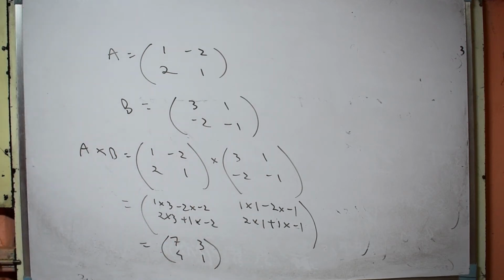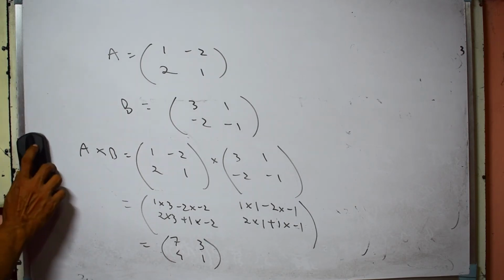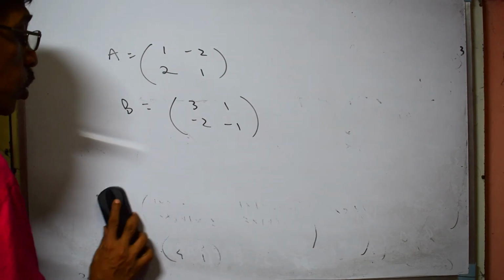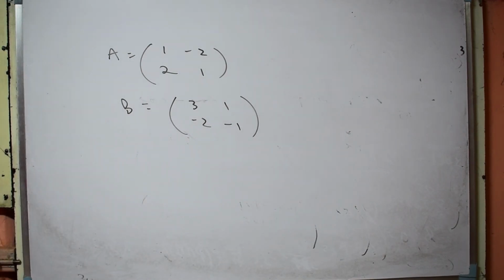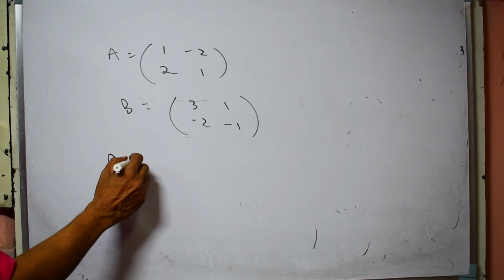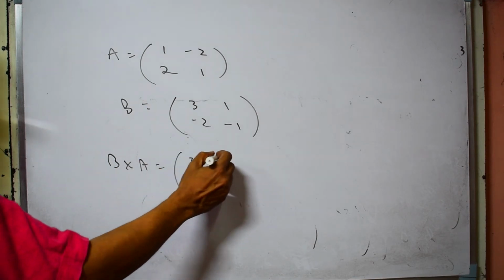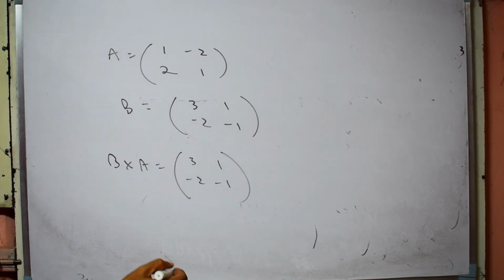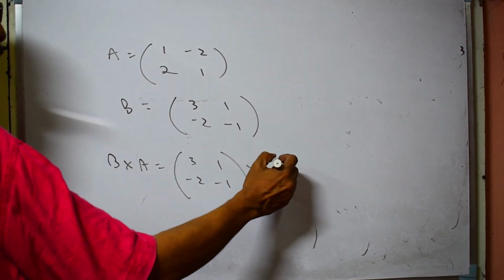So A into B is [7, 3, 4, 1]. Now let us take the other way. What will be the result for B into A? This is A into B. B into A will be this one. B into A. B first, we'll write B first, then A. We'll show that it will not be the same answer.